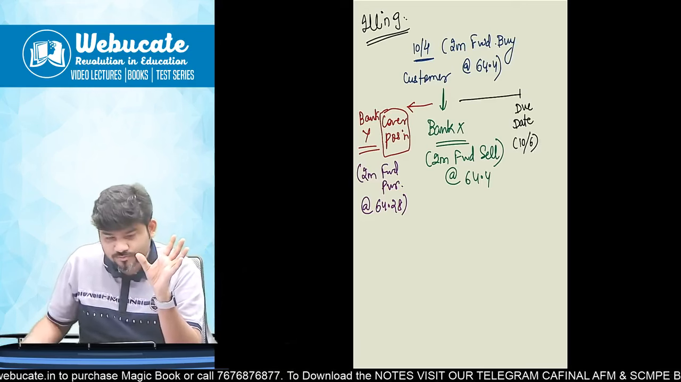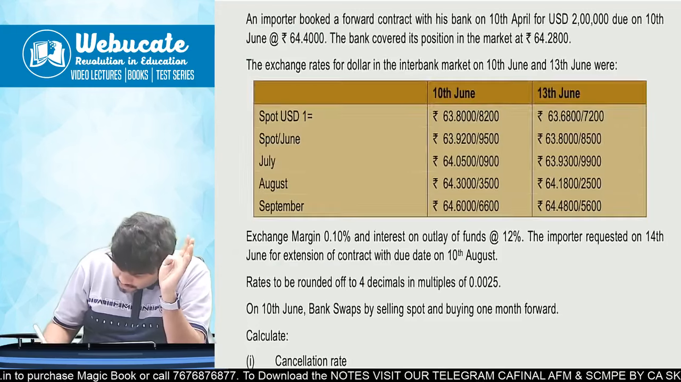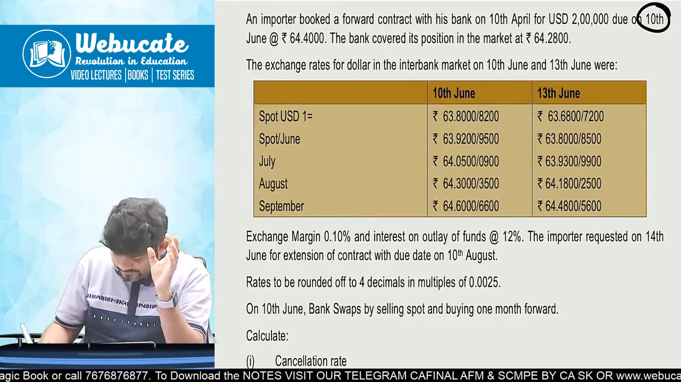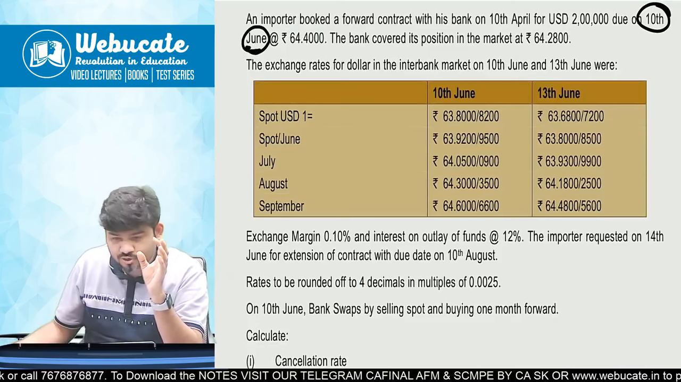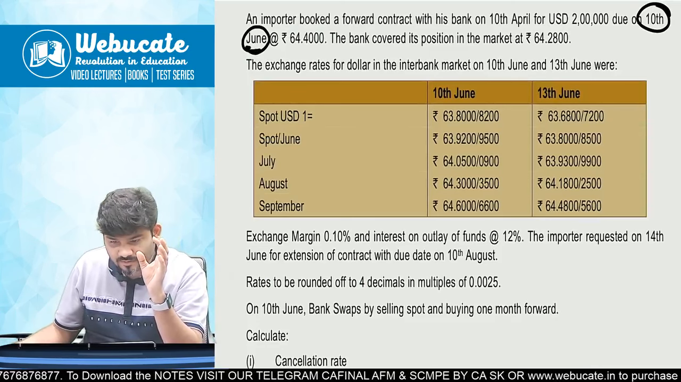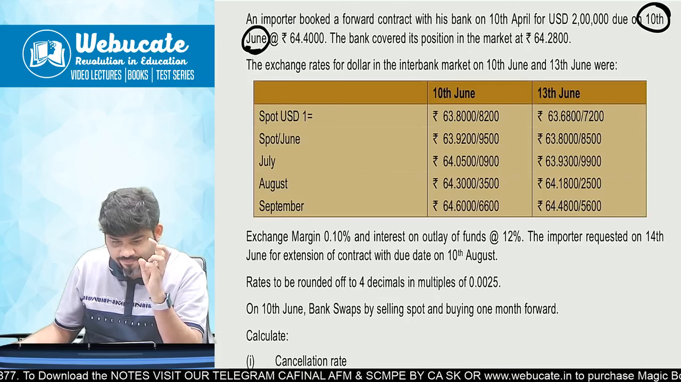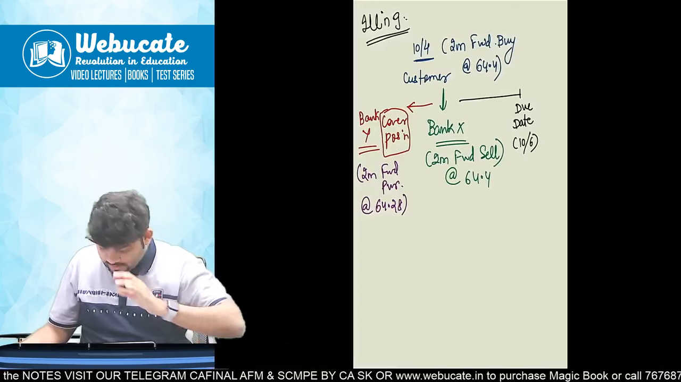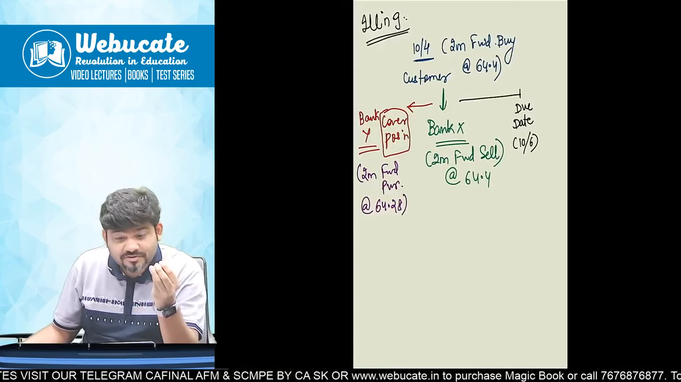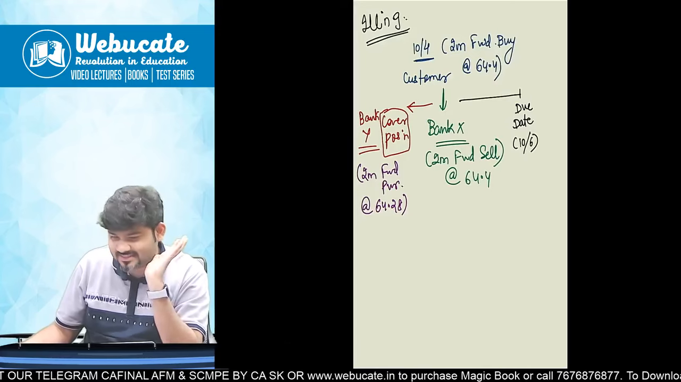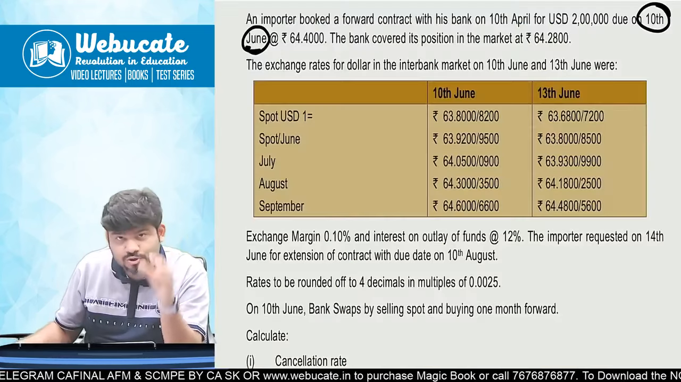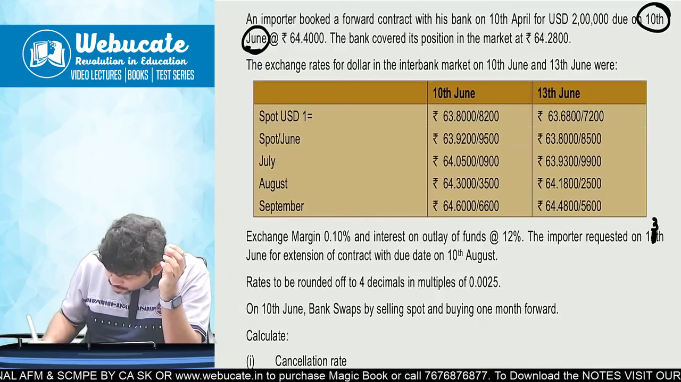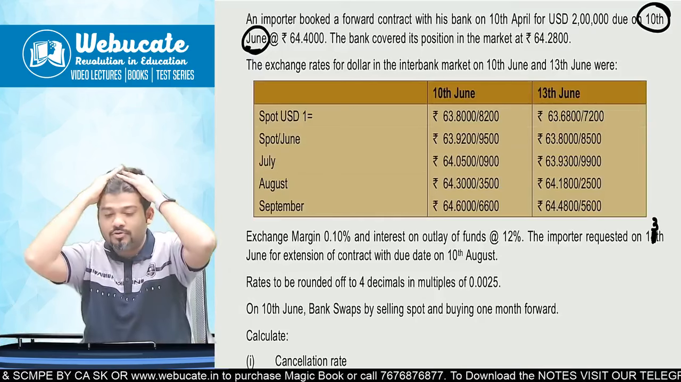Is 10th June. Due date is 10th June. So, okay, due date is 10th June. Please confirm, are you guys with me? Yes. He should have come on 10th June, but this bugger comes on 13th June. Oh, jeez. My goodness gracious.